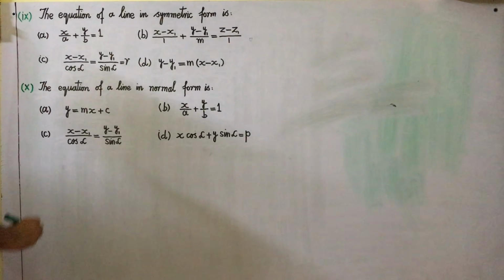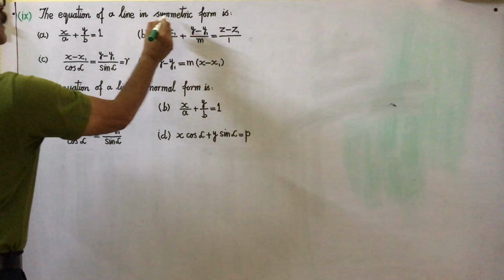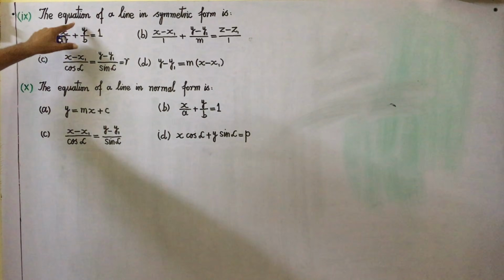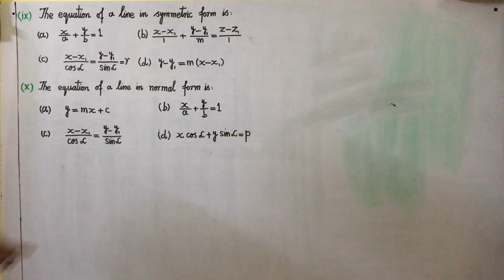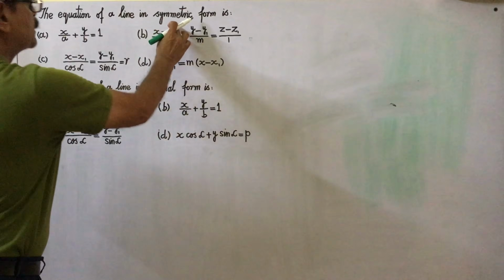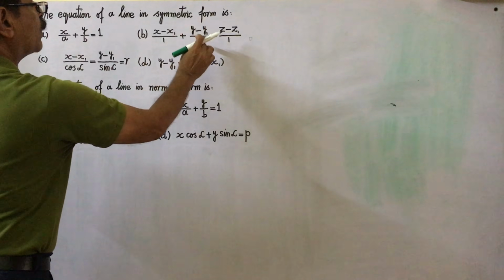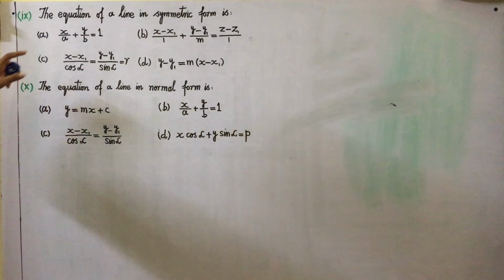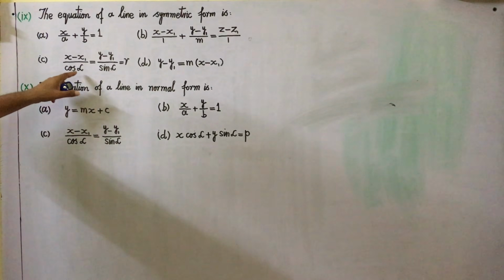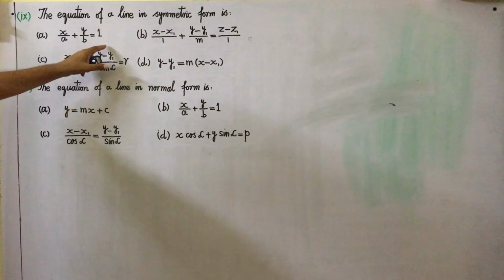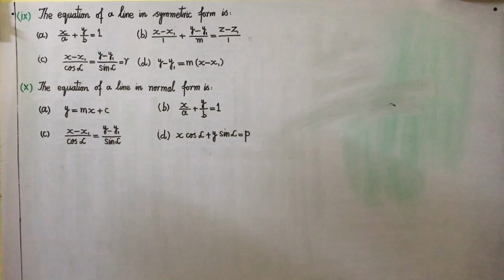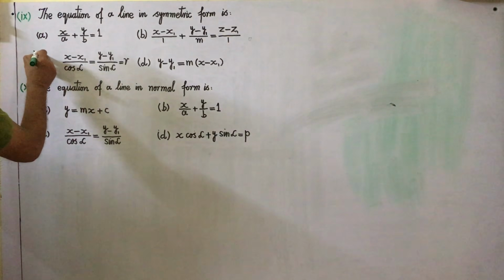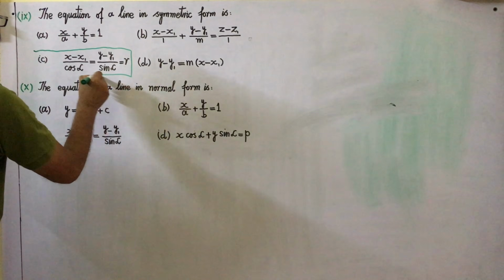Ninth MCQ. The equation of a line in symmetric form is: A option, x over a plus y over b is equal to 1. B option, (x minus x1) over 1 plus (y minus y1) over m is equal to (z minus z1) over 1. C option, (x minus x1) over cosine of alpha is equal to (y minus y1) over sine of alpha is equal to r. Equation of a line in symmetric form, correct option is C.